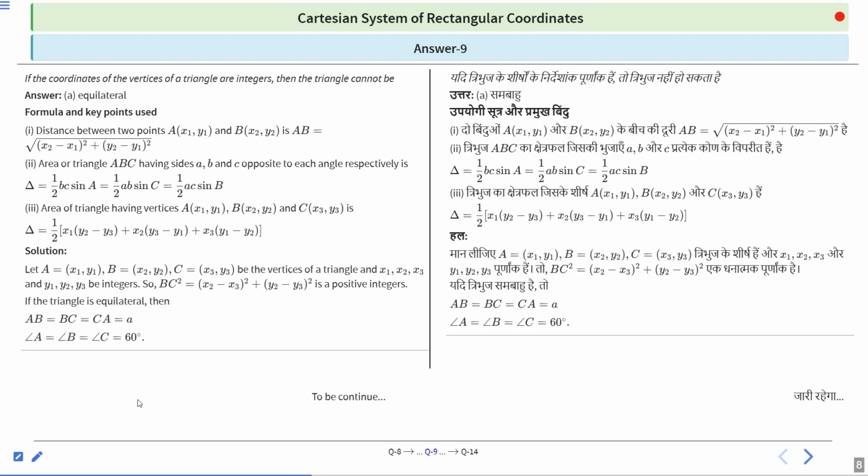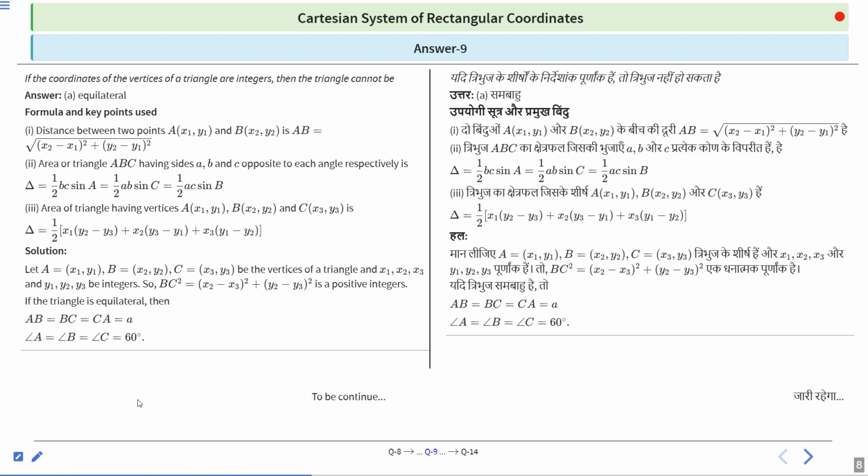Let A(x1, y1), B(x2, y2) and C(x3, y3) be the vertices of a triangle, where x1, x2, x3 and y1, y2, y3 are integers. So BC squared, which is (x2 minus x3) whole squared plus (y2 minus y3) whole squared, is a positive integer. If the triangle is equilateral, then AB is equal to BC is equal to CA is equal to a. Clear? And angle A is equal to angle B is equal to angle C is equal to 60 degrees.